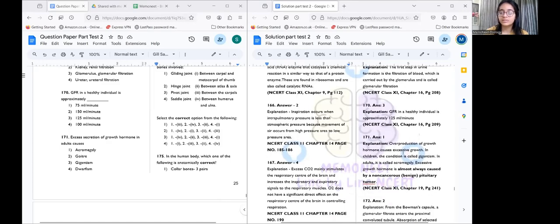Excess production of growth hormone causes excessive growth in children. This is known as gigantism. If a child has excess growth hormone, we call the child a giant. But if an adult who has already grown has an excess secretion of growth hormone, then it is a condition called acromegaly.